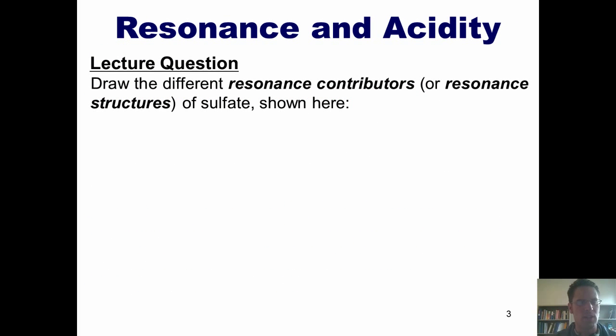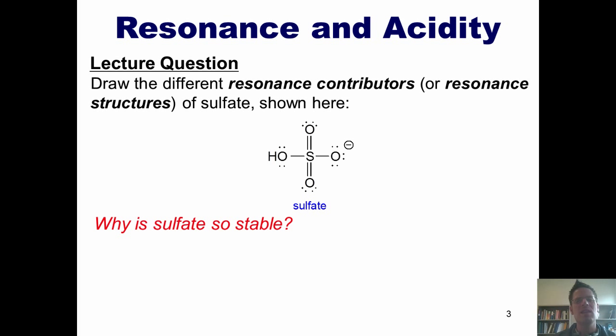Alright, so I want you to imagine that I ask you this question. Draw the different resonance contributors or resonance structures of sulfate shown here. I'm not going to do that, but I only wish to mention that you should, from our previous lectures, have the knowledge necessary to do that. Here's the real question. Why in the world is sulfate so stable?